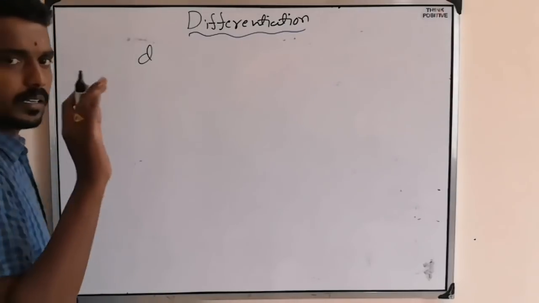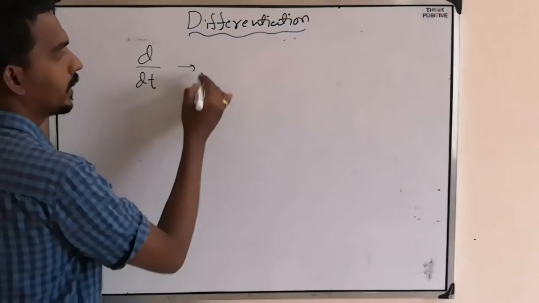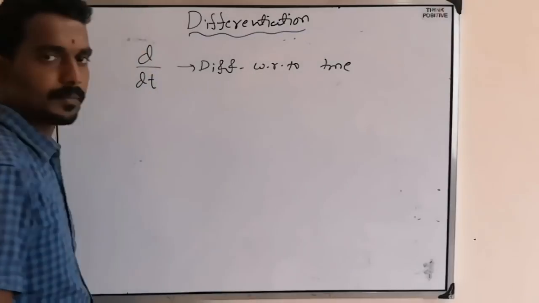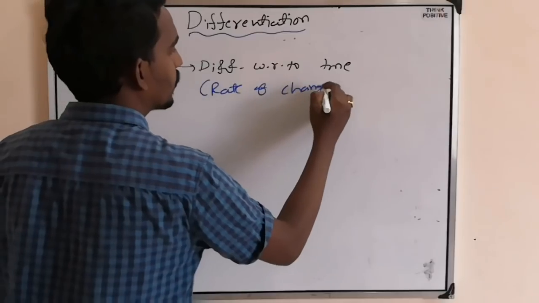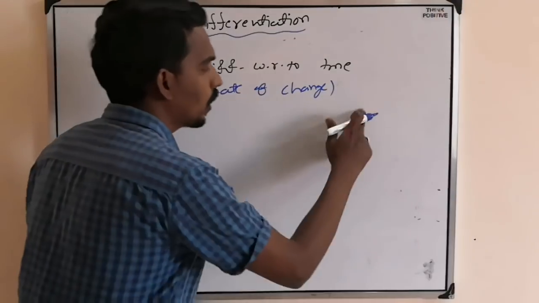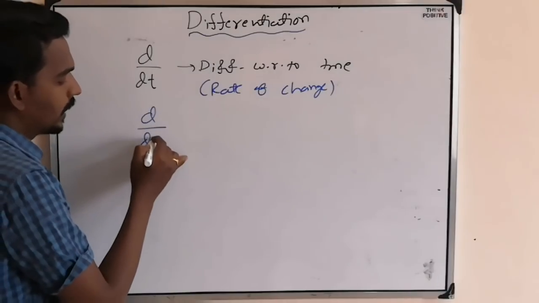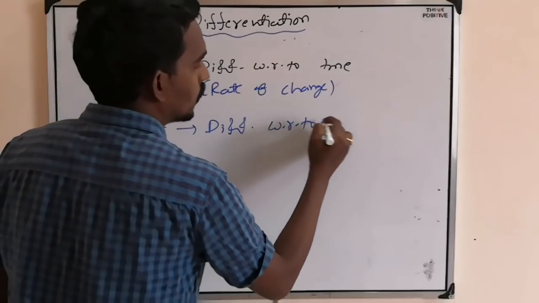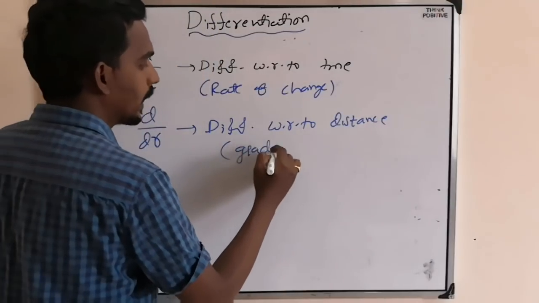See, 90% of the time we get differentiation with respect to time, d by dt. Differentiation with respect to time most of the times, and this is nothing but rate of change. Whenever you do differentiation with respect to time, we call it rate of change. And another one is d by dr, differentiation with respect to distance. And this is called gradient.